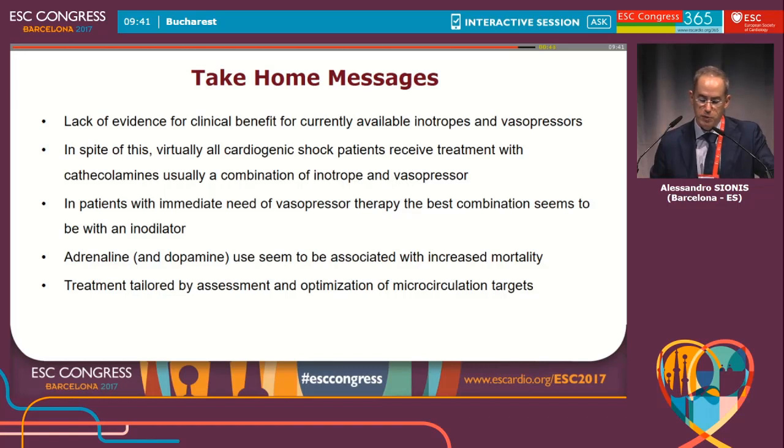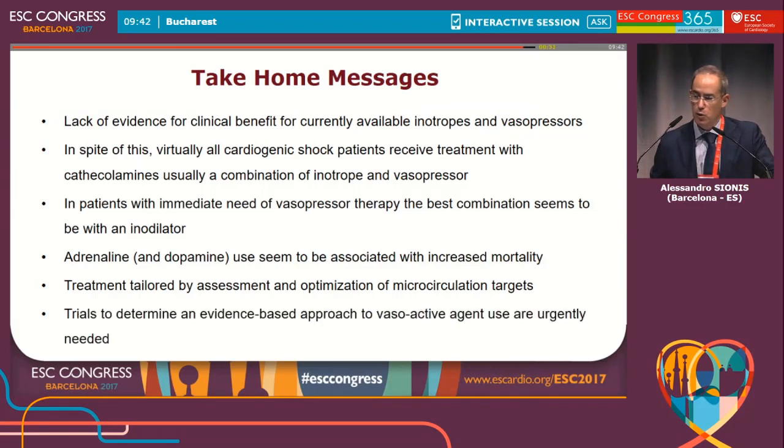The treatment should be tailored by assessment and optimization of microcirculation targets. It is okay to assess blood pressure, but it's not enough. We really have to monitor closely our patients. And finally, we do need trials to determine an evidence-based approach to vasoactive agents use, and this is really urgent.